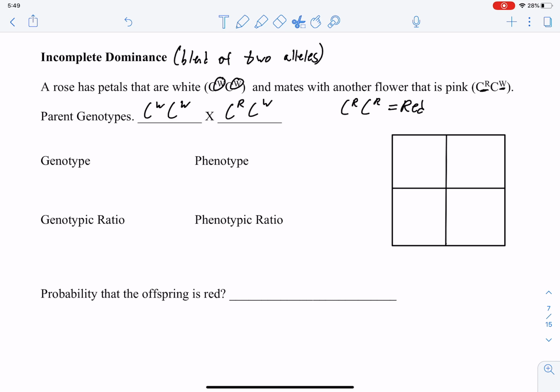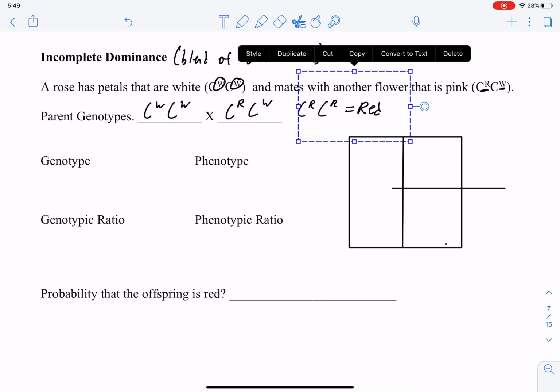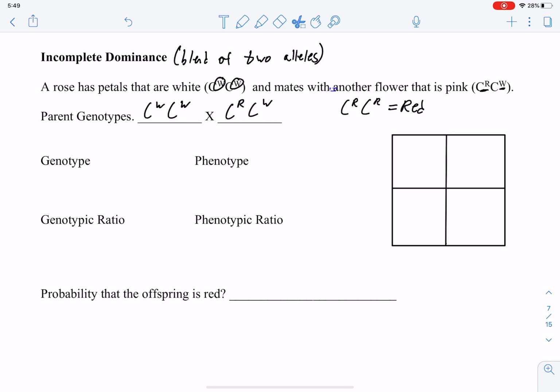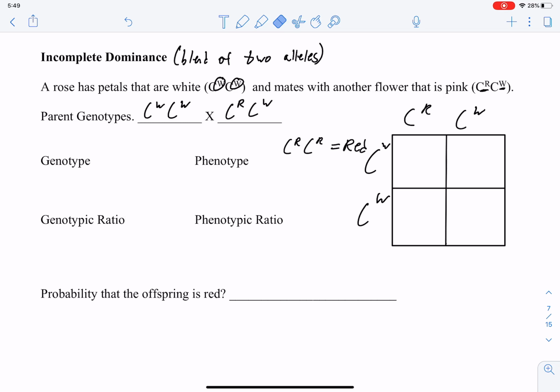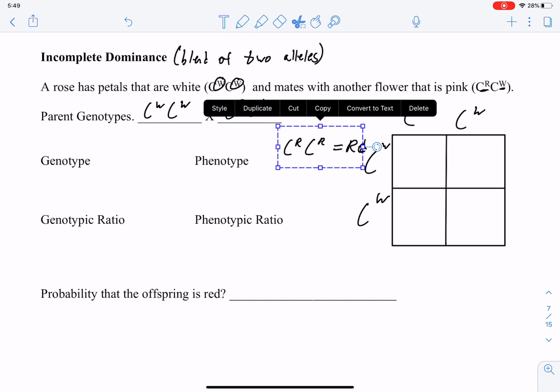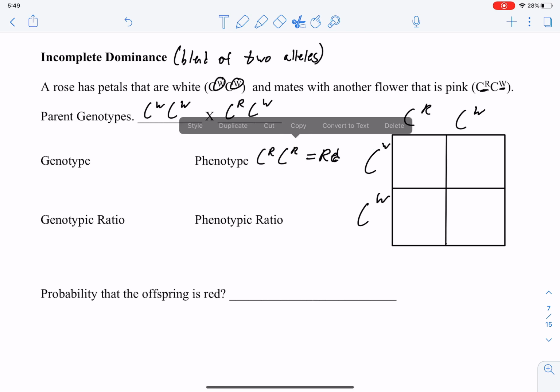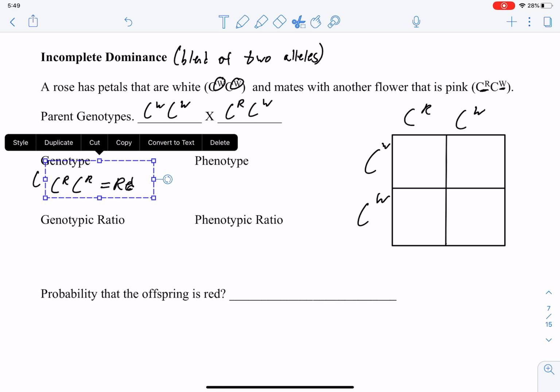And if we need to, we can move that. Let's move that over here. So C^R and C^W, C^W, C^W. And before I get too much into the Punnett square, let's fill out the phenotypes, or genotypes too. Actually, let's just move this over here.